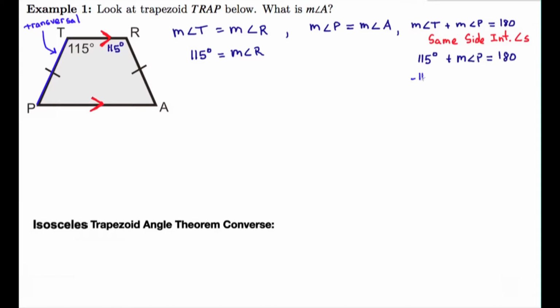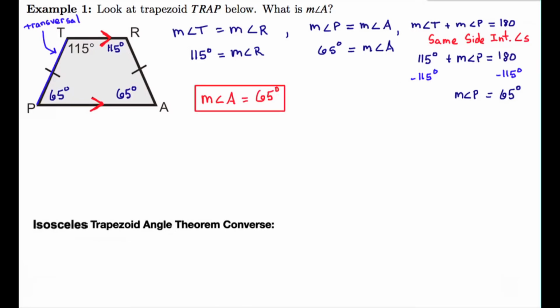So I know that angle T and angle R are going to be equal. And I know that angle T and angle P are supplementary, so I can solve for angle P. And if I know angle P, then angle A is also a base angle, so angle A is also 65 degrees. So I found all four angles, even though it only asked me for the measure of angle A.